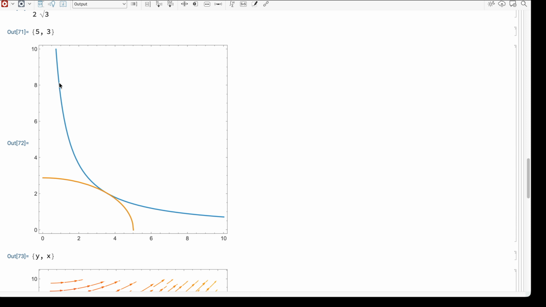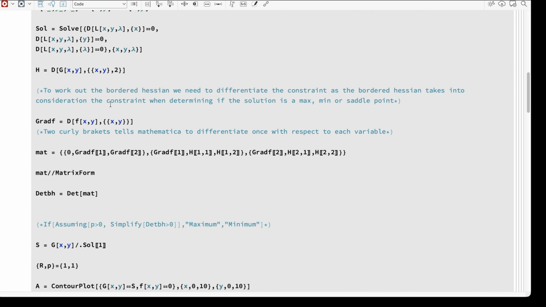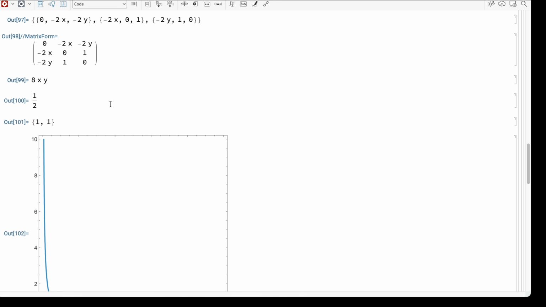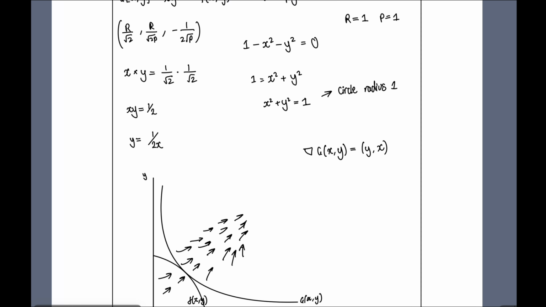So because we created this framework, all we had to realistically do is just change that budget constraint, and that was that. We were able to obtain the contour plot and the gradient flow. Cool. Hopefully that all made sense.